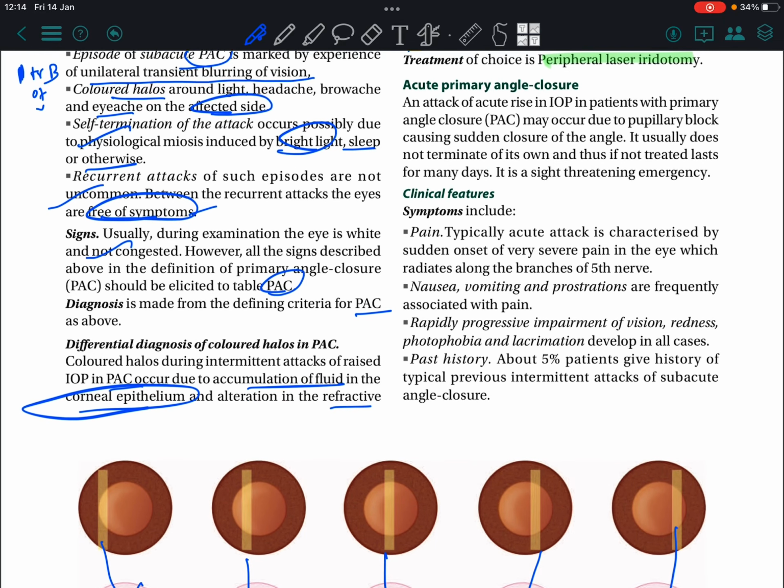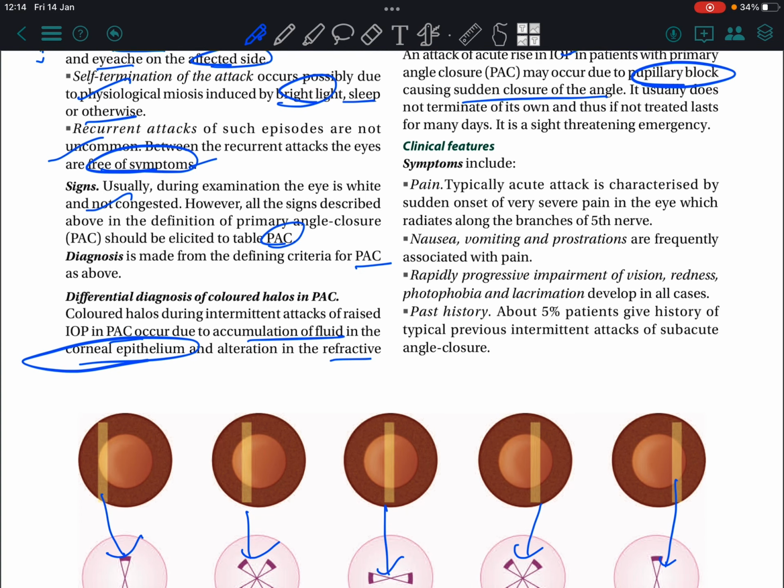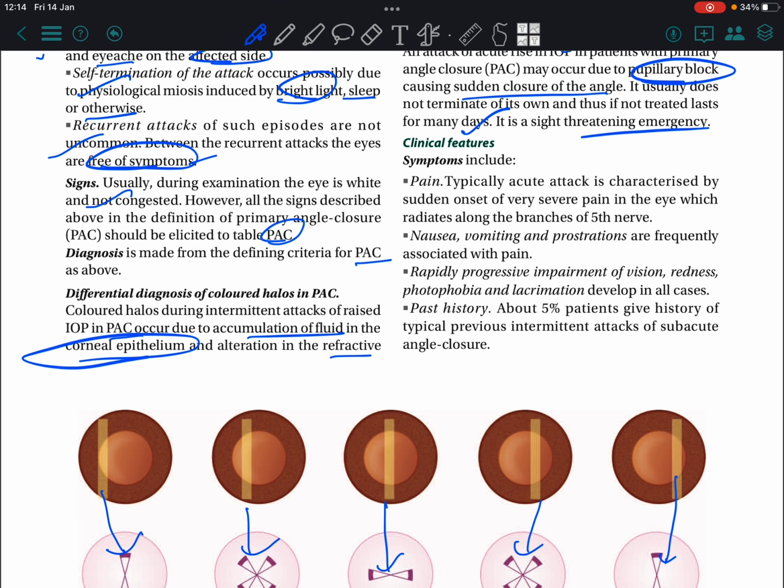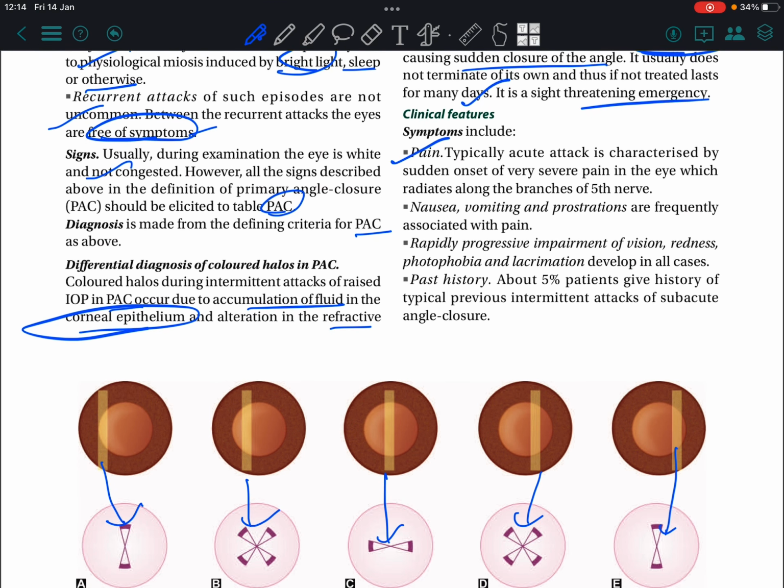Acute primary angle closure. An attack of acute rise in IOP in patients with primary angle closure may occur due to pupillary block causing sudden closure of the angle. It usually does not terminate on its own, so if not treated it lasts for many days. It is a sight-threatening emergency. Clinical features: symptoms include pain, nausea, vomiting, and prostration frequently associated with pain, rapid progressive impairment of vision, redness, photophobia, and lacrimation.